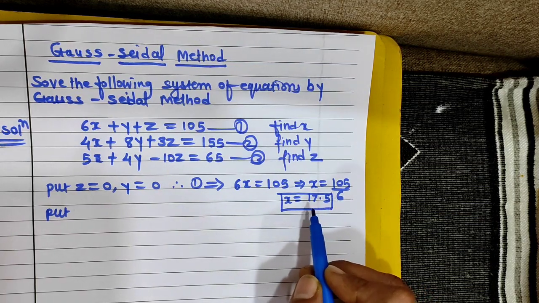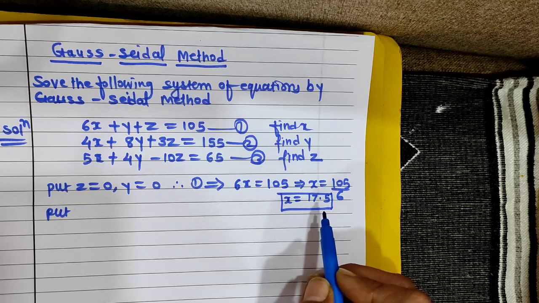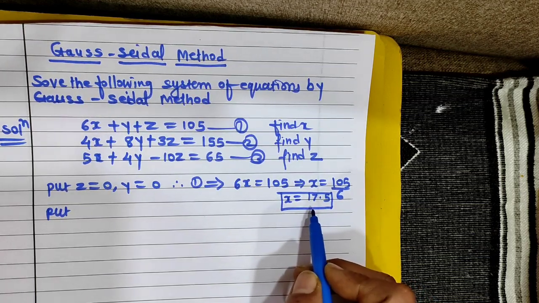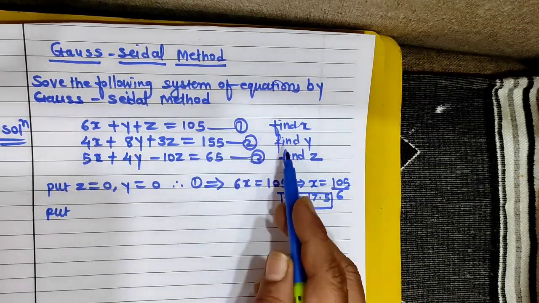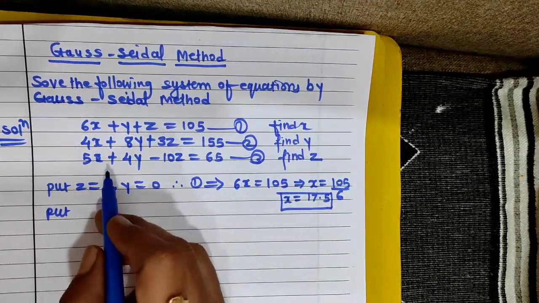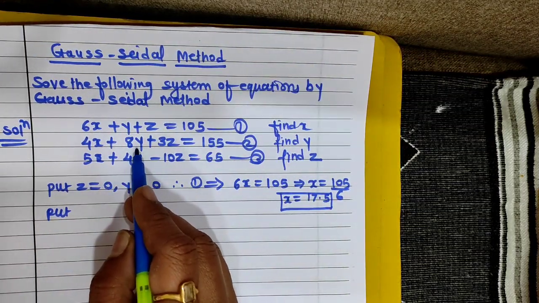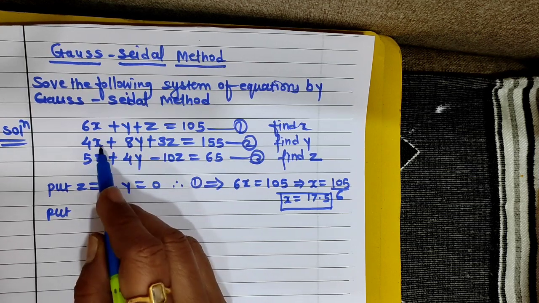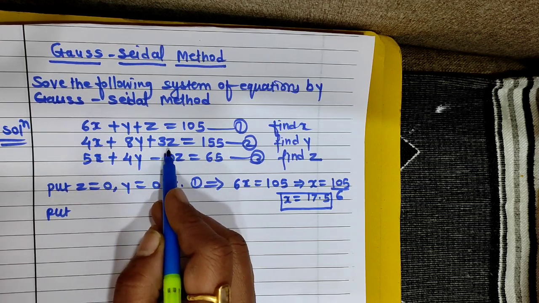This is the latest value of x. We are going to use this latest value in equation number 2 for finding the value of y. So we don't want z and x, so we are going to substitute.